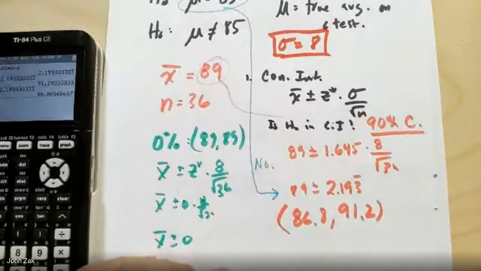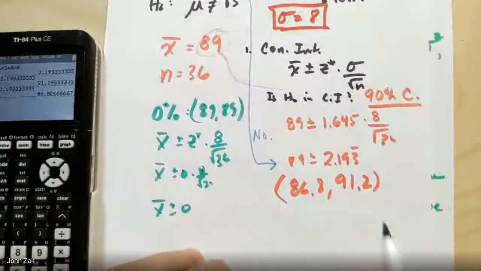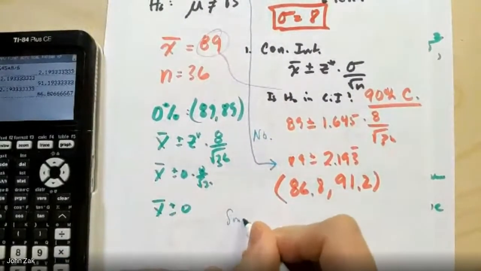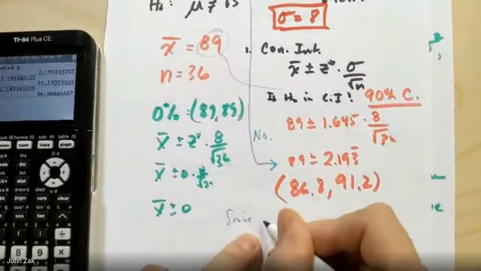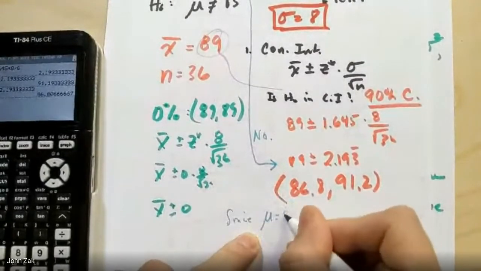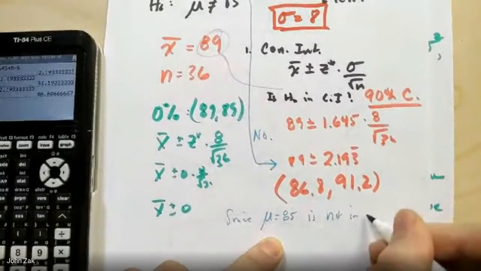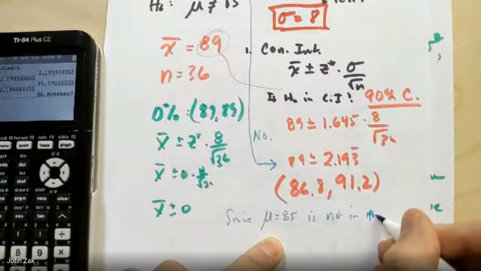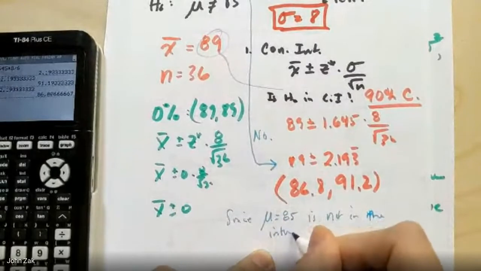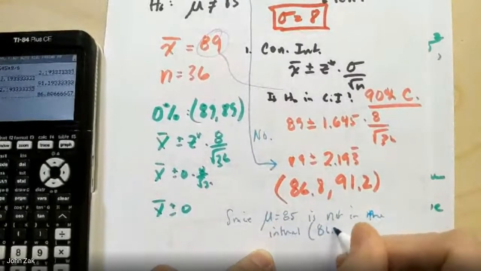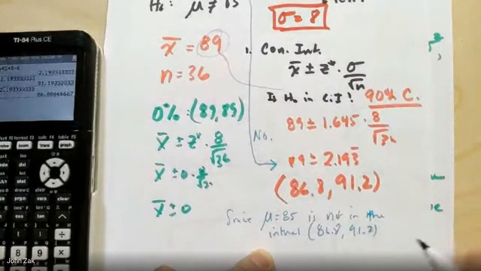So if I was using a confidence interval to evaluate these hypotheses, I would say since mu equals 85 is not in the interval 86.8 to 91.2, I reject.